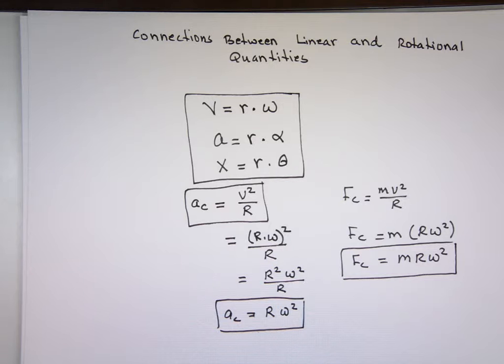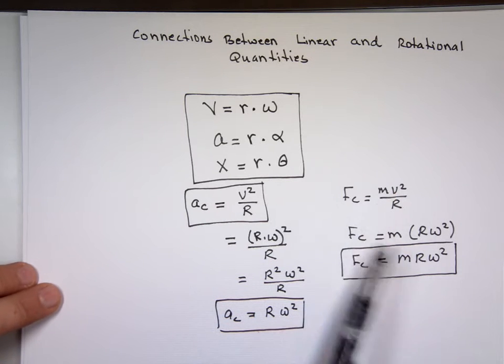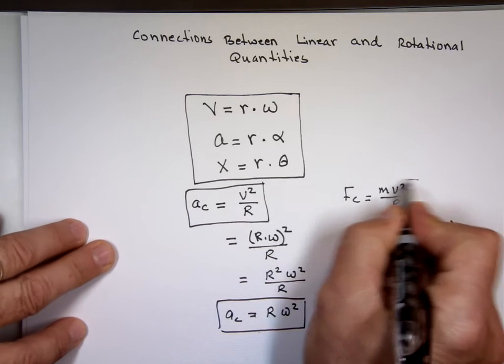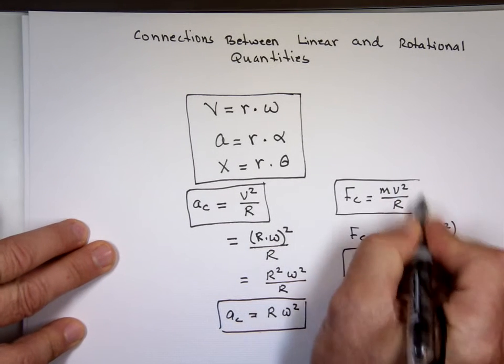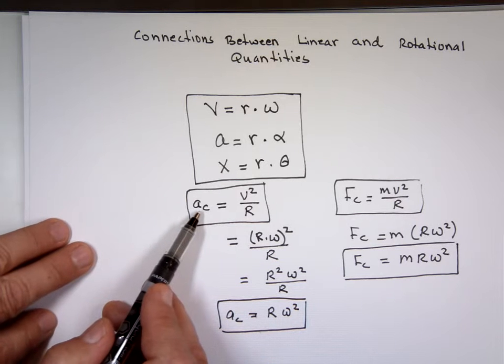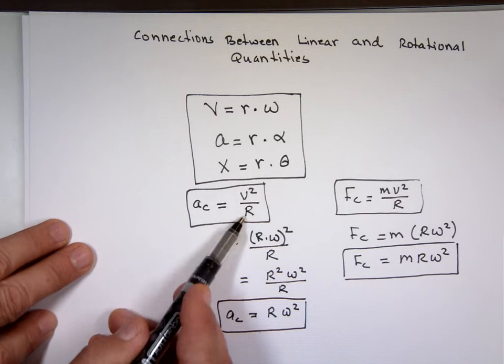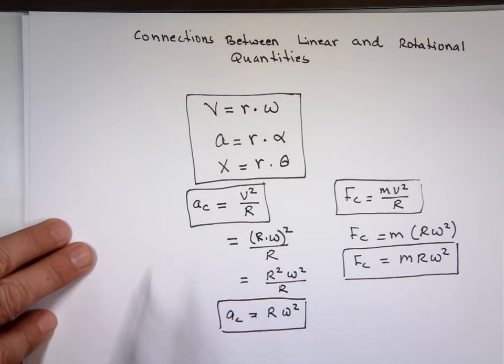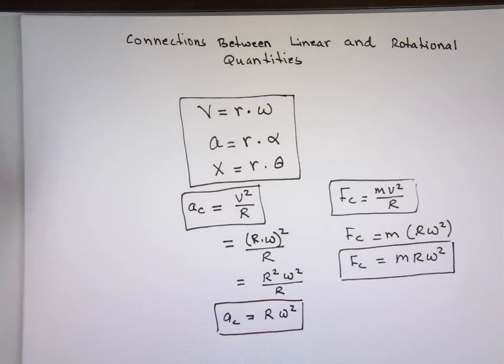So you can calculate centripetal force both ways. If you know the linear V, you can use that. If you don't know the linear speed but you know what W is, you can use this one. You can calculate the centripetal acceleration using this if you know V and R. If you don't know what V is, you can use this one if you know R and W. So it depends on what you know.